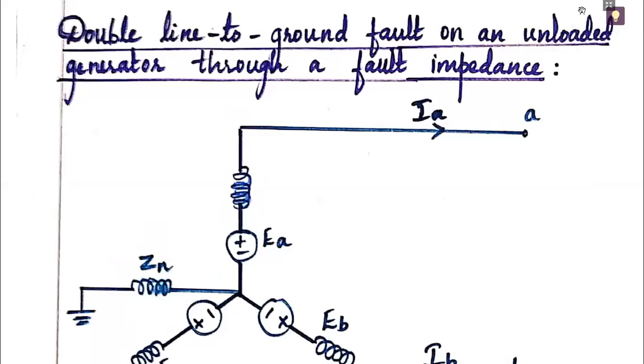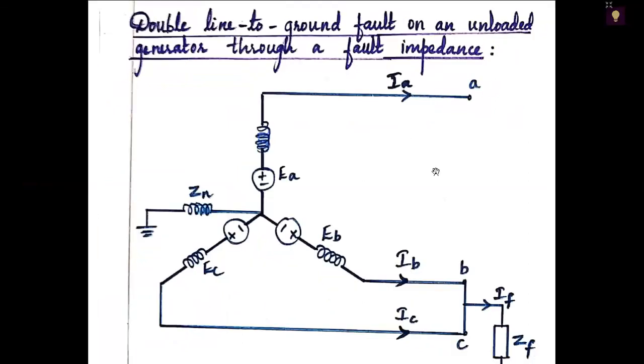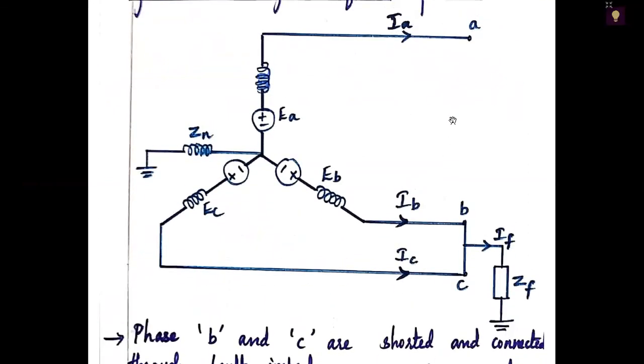Good morning, students. In today's class, we will discuss the analysis of a double line to ground fault on an unloaded generator through a fault impedance. Let us consider a three-phase generator with phase sequence A, B, C. Let the neutral point of the generator be connected to the ground through a neutral impedance Z0. The neutral impedance Z0 is useful for drawing the zero sequence network.